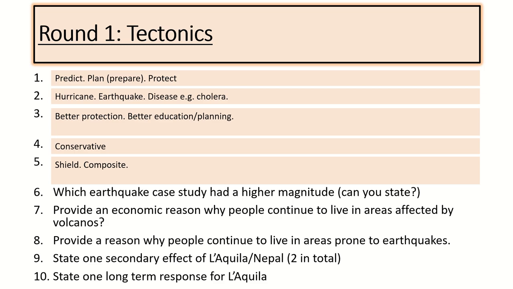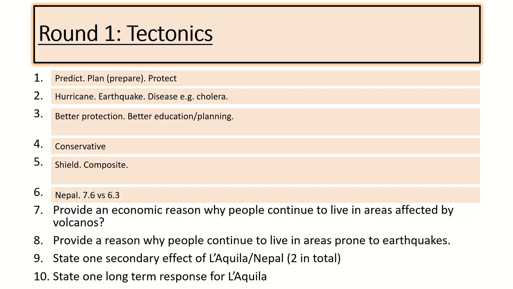Which earthquake case study had a higher magnitude? Well, it was actually Nepal. Nepal's was 7.6, whereas L'Aquila's was 6.3. And that's a really good argument as to why it's not just about wealth. The magnitude of the storm is also massively important.